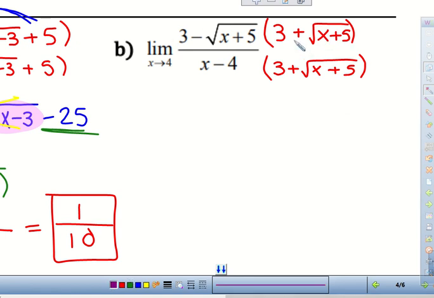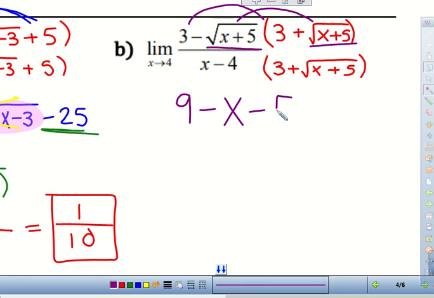Do we need to do all 4 parts of FOIL? No. Just first and last. A negative times a negative is a positive, a negative times a positive is a negative. What happens when you multiply square root of x plus 5 times square root of x plus 5? The square roots cancel. Good. X minus 5. So that's a common mistake people will make. This is a minus. Remember, this is like distributing that negative out. So just be careful with your signs there.